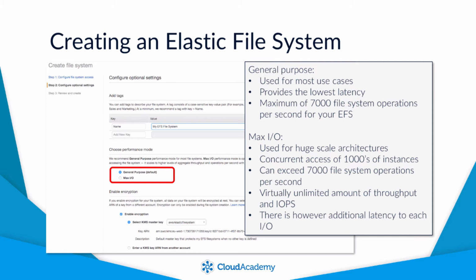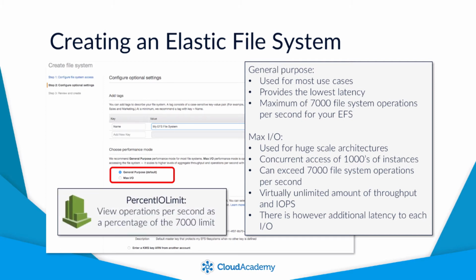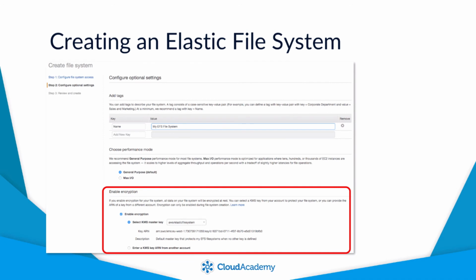When using the general purpose mode of operations, EFS provides a CloudWatch metric, %IO limit, which allows you to view your operations per second as a percentage of the top 7,000 limit. This allows you to make the decision to migrate and move to the max IO file system should your operations be reaching the limit. You also have the opportunity to implement encryption of your EFS file system using a simple checkbox and selecting your desired CMK.